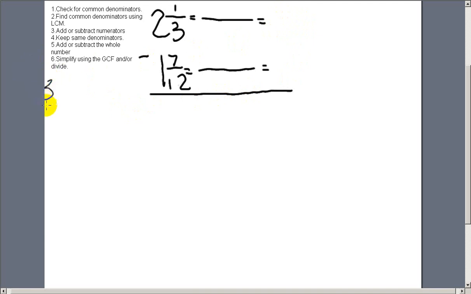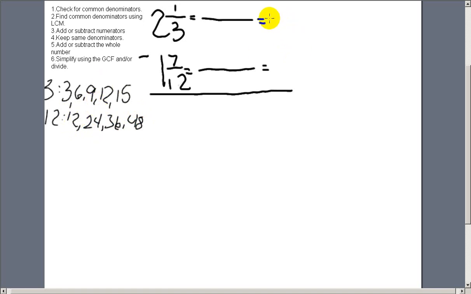multiples of 3 and of 12. 3, 6, 9, 12, 15. We usually start with about the first 5. 12, 24, 36, 48. And we can see that we have 12 in the 3's list and 12 in the 12's list. Therefore, we're going to use 12 as our common denominator.